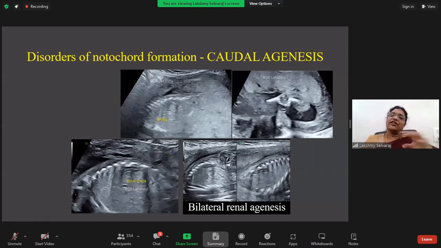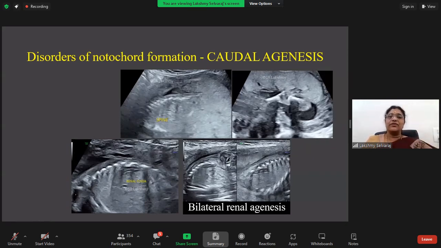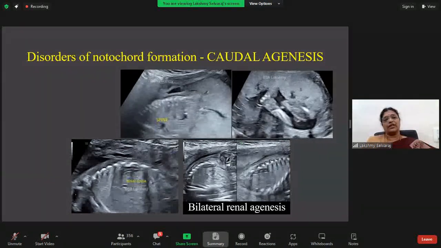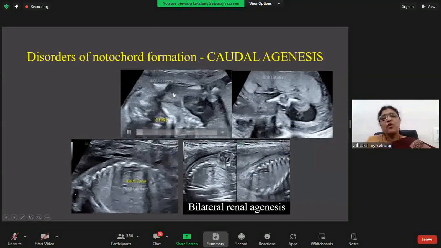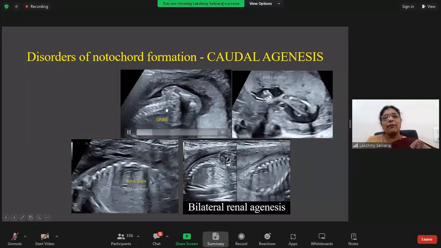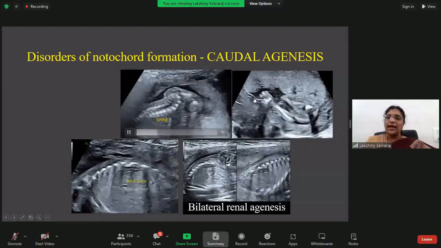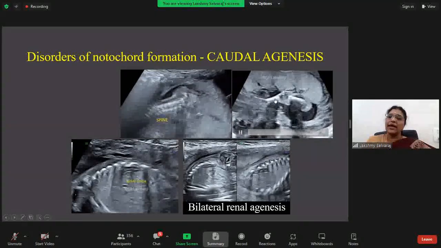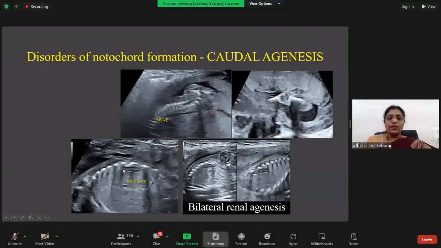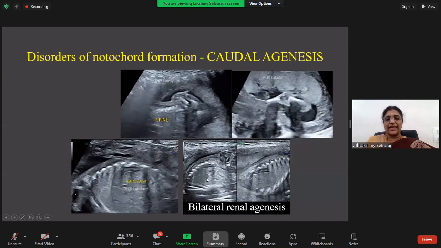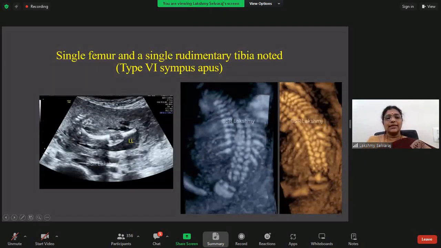Now we are finished with the diastematomyelia and neuroenteric cyst, and we are coming to the notochord formation, which is caudal agenesis. The most severe form of caudal agenesis is sirenomelia. What you see here is an abrupt S-shaped fetal spine. If you see the lower limbs, you have only a single femur and a tibia. And you see the lying down adrenal glands on both sides, bilateral renal agenesis. And this is the single femur, rudimentary tibia.